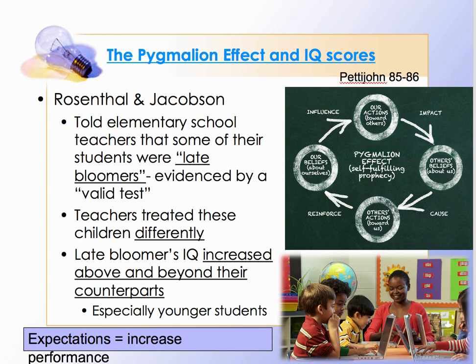So what they found was that after time went on, the children who were labeled randomly as late bloomers, their IQ scores increased. And this was above and beyond their peers. So you would think that there would be kind of an average increase of IQ among all of the students, but no, there was a much higher increase within the students who were labeled as late bloomers. So what's happening here? It seems that the teachers were expecting more of those students, and that resulted in increased performance within those specific students. So our expectations can alter our perceptions and our behaviors.